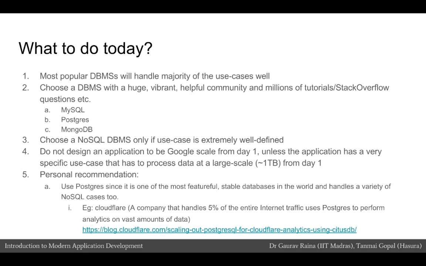My personal recommendation would be to use Postgres, since it is one of the most featureful and stable databases in the world. There are several examples of people running the Postgres database for months and even years without any amount of downtime. Postgres has a very rich community and a very rich ecosystem of extensions that allows it to handle several NoSQL use cases like scale out. For example, Cloudflare uses a Postgres extension called Citus, which allows it to handle hundreds of terabytes of data. And Cloudflare uses that system to perform analytics.